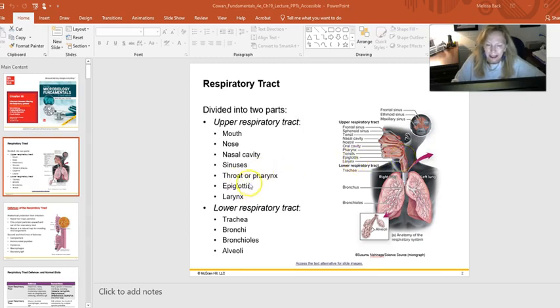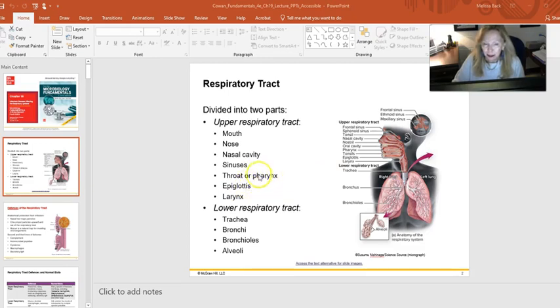This flap of tissue, if it becomes inflamed, which we would call epiglottitis, is actually a life-threatening illness. And it is one that we see when people have not been immunized with the Haemophilus influenzae serotype B vaccine. So it's very specific that Haemophilus influenzae serotype B is the one that almost predominantly causes epiglottitis. Again, it is one of the upper respiratory tract infections that we do consider life-threatening and an emergency kind of situation.